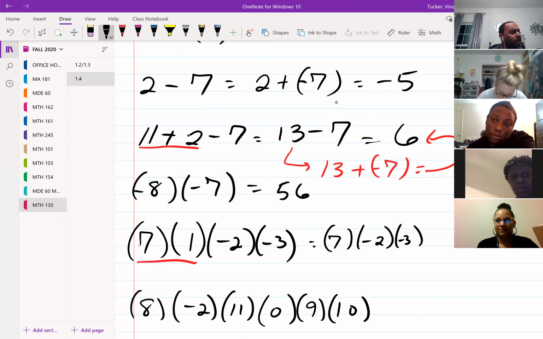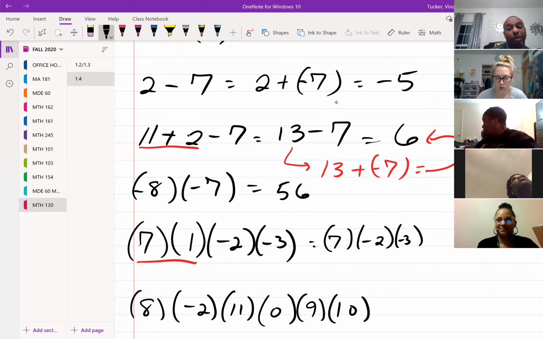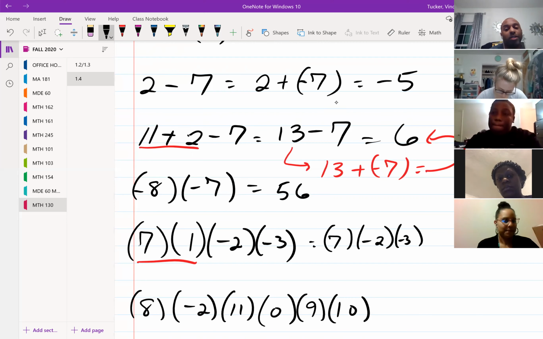Now, I believe in one of these sections, we'll get to properties. Multiplication is commutative, and so is addition. So if you want to do 7 times -2, you could, or if you want to do -2 times -3 first, you could. It doesn't matter, you still get the same result.